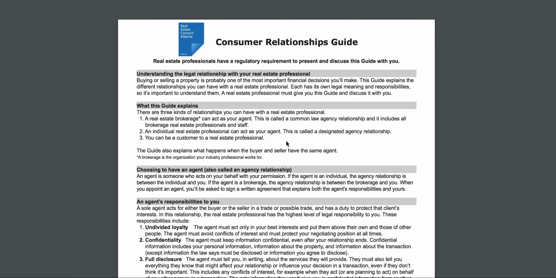This is number 3 or 4 in the document series. We're just going over the Consumer Relationships Guide today. It's a very straightforward document, and we just make sure that you're aware of the relationships that you can get into while in a real estate transaction. This document goes over the 3 types of relationships that you can have with a real estate professional, and also just the responsibilities of both the agent and yourself to the agent in a transaction.